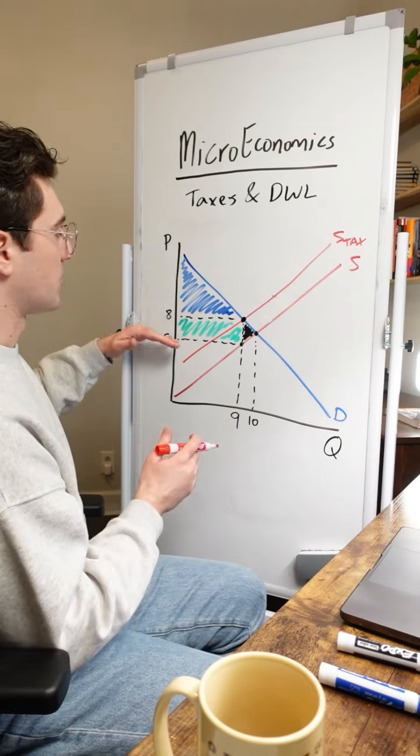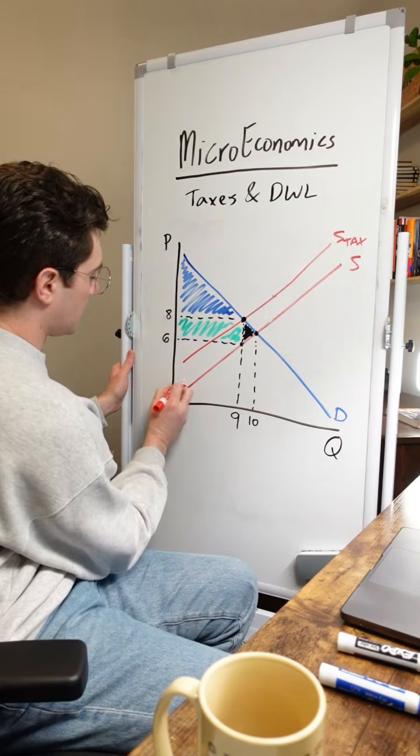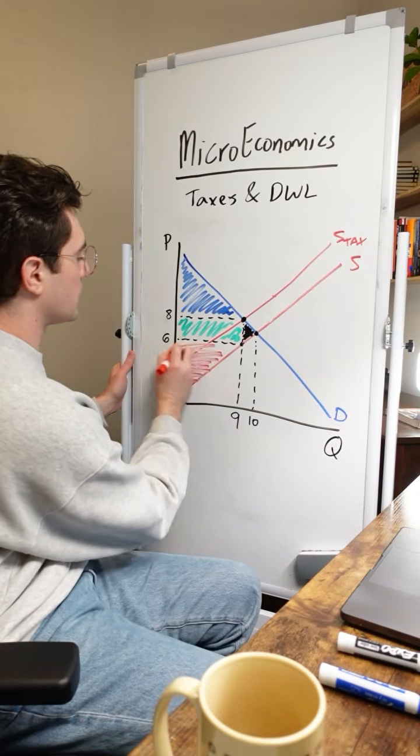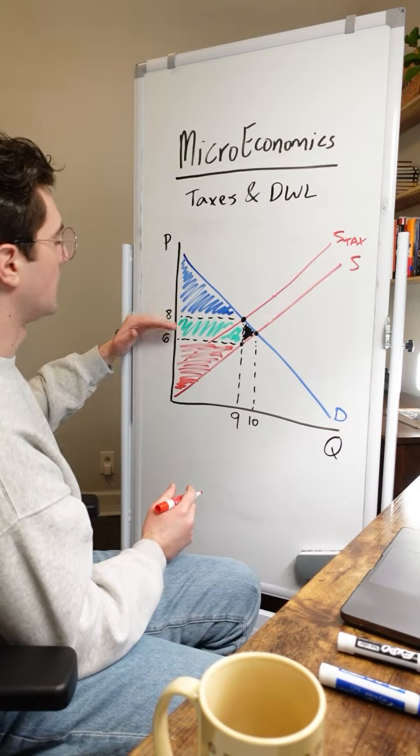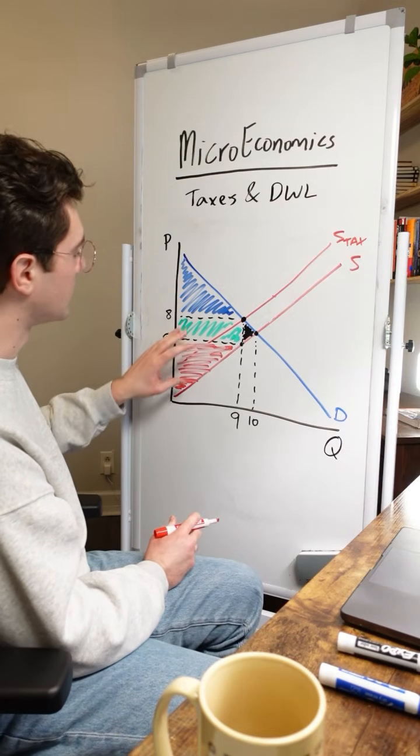In regards to producer surplus, it's the same thing but flipped. This triangle right here is the new producer surplus with the tax. They used to be receiving a little bit more at that old equilibrium price of $7, but now that they're only receiving $6 per unit, it's shrunk a little bit.